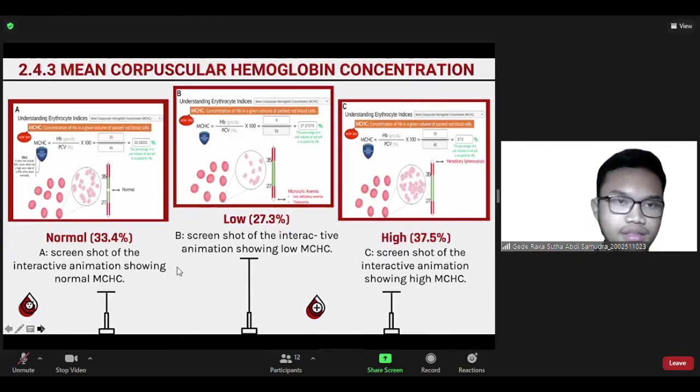These are the pictures of normal MCHC, low MCHC, and high MCHC. The formula of MCHC is Hb, or hemoglobin in gram per deciliter, divided by PCV in percentage, multiplied by 100.